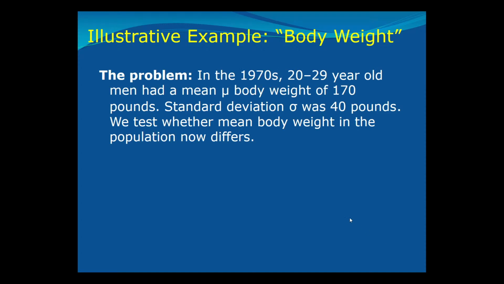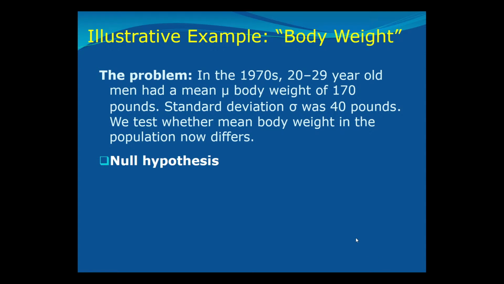Let's look at the example. The task is the next one. In the 70s, 29-year-old men had a mean body weight mu of 170 pounds. Standard deviation sigma was 40 pounds. We test whether the mean body weight in the population now differs.